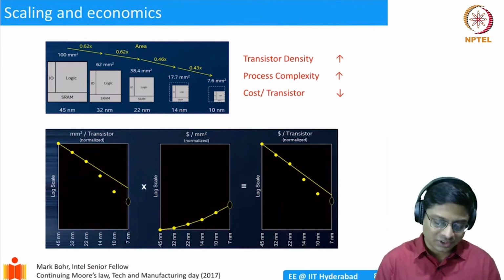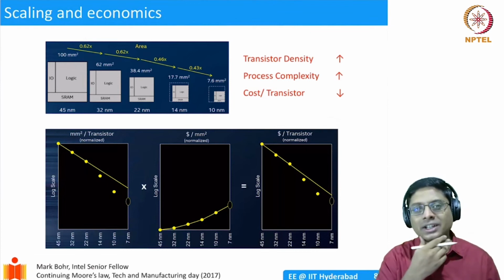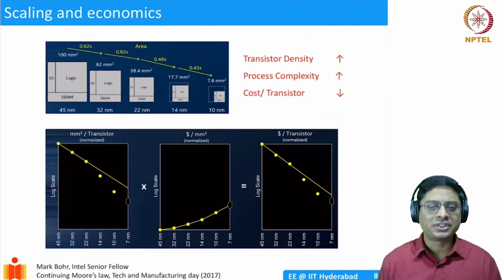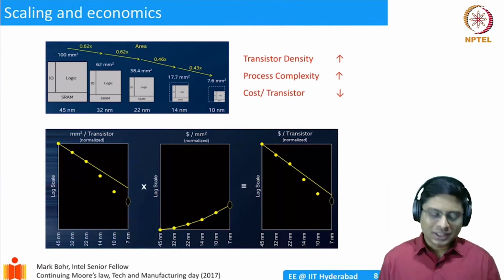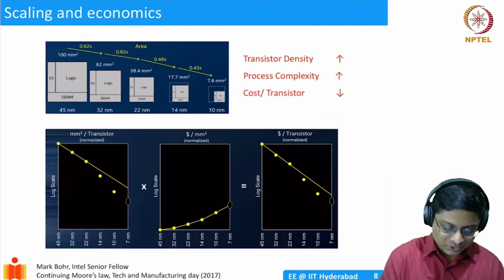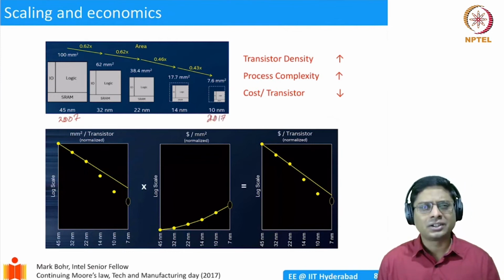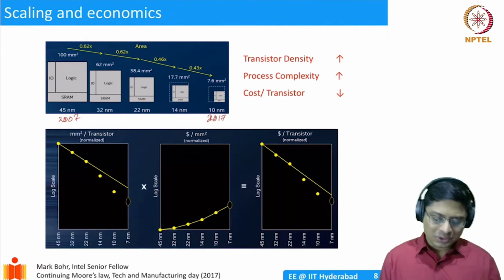This is not the technical part of it, but I think it's important for us to understand and appreciate what the technology is about. This is a slide which I have taken from a presentation by Mark Bohr at Intel in 2017. He gave a presentation on continuing Moore's law, and in that he shows how the processor areas have reduced. If this is 45 nanometers, that was about 2007. This is 10 nanometers, would be about 2017 maybe, 16, 17, 18. Okay, so about 10 years.